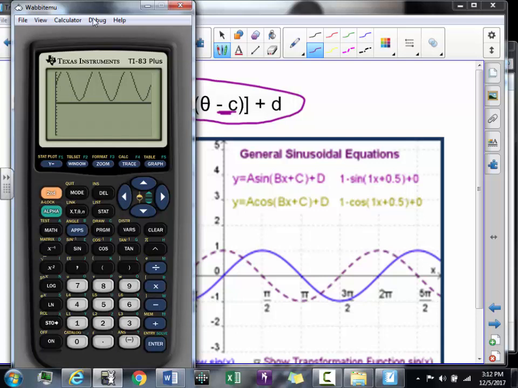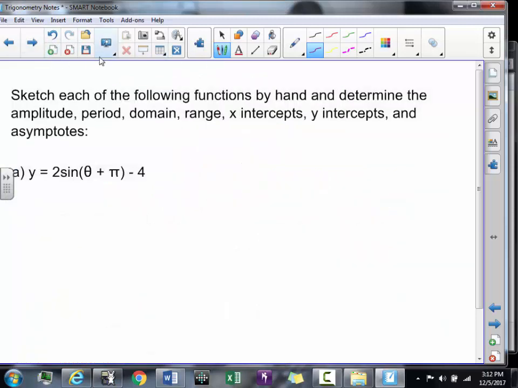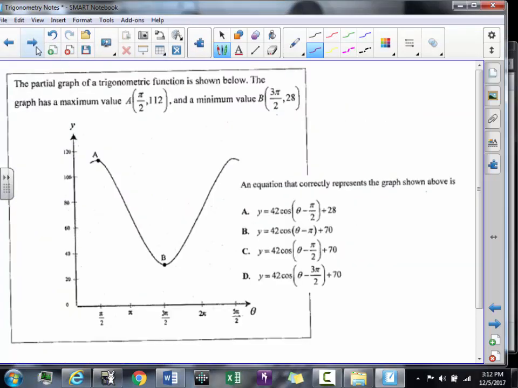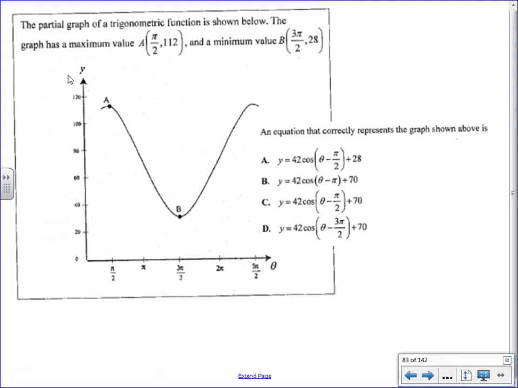Okay, let's try some diploma questions, because that's what I have for many of the next ones here. We'll skip ahead. So these came off old diplomas. Here's the first one. I want you to figure out, using this little snippet of graph right here, the right equation for it. So A is 42 cosine theta minus pi over 2 plus 28, B is 42 minus pi plus 70. You guys see all 4 answers, right?